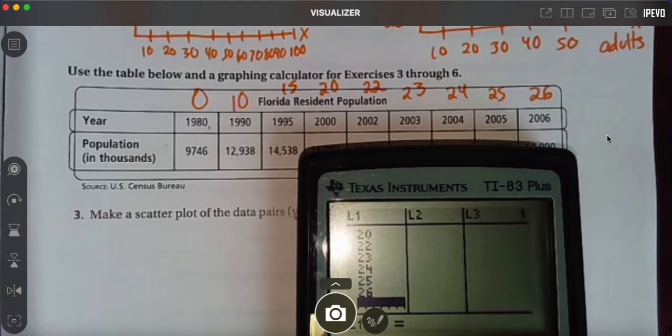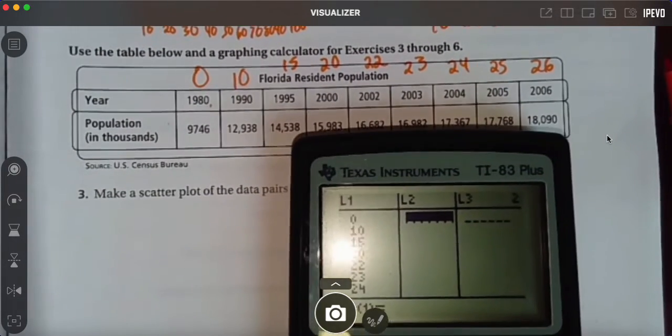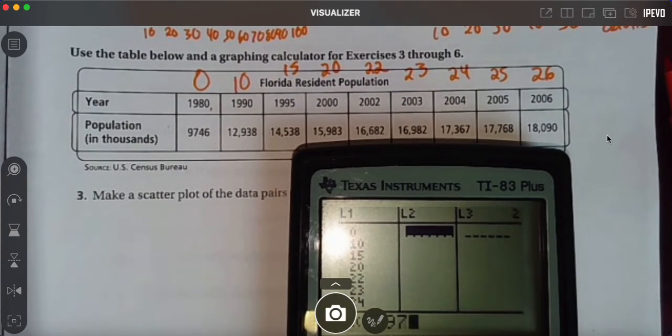Then what are you going to have to do? Go over to list 2. You just press the right button, and we're going to do this again for everybody else that doesn't have a calculator. And now we're going to enter in our y values. So we get 9746. And y'all should have them on your paper.